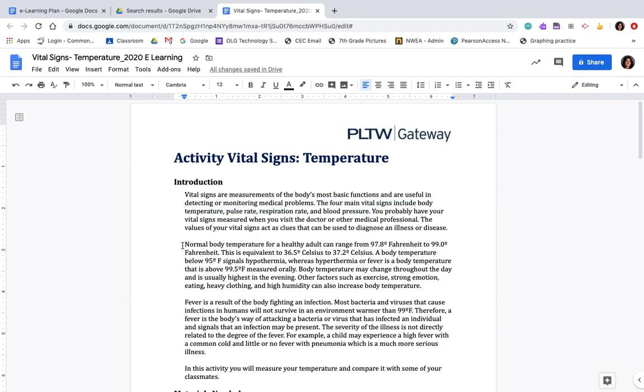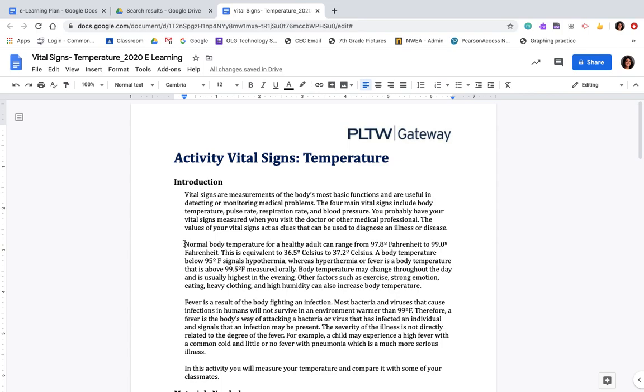Okay, moving on. Normal body temperature for a healthy adult can range from 97.8 degrees Fahrenheit to 99 degrees Fahrenheit. This is equivalent to 36.5 degrees Celsius to 37.2 degrees Celsius. A body temperature below 95 degrees signals hypothermia, whereas hyperthermia or fever is a body temperature that is above 99.5 degrees Fahrenheit measured orally. Body temperature may change throughout the day and is usually highest in the evening.